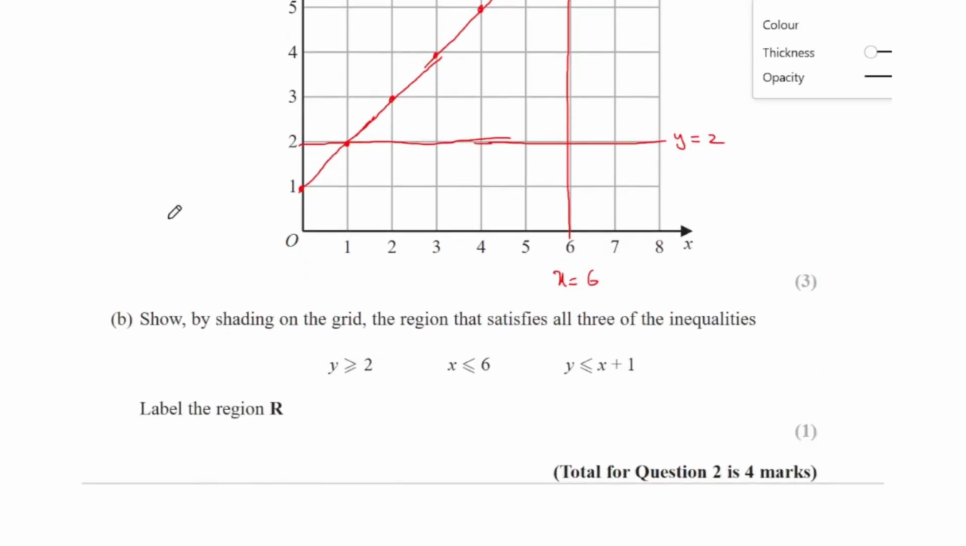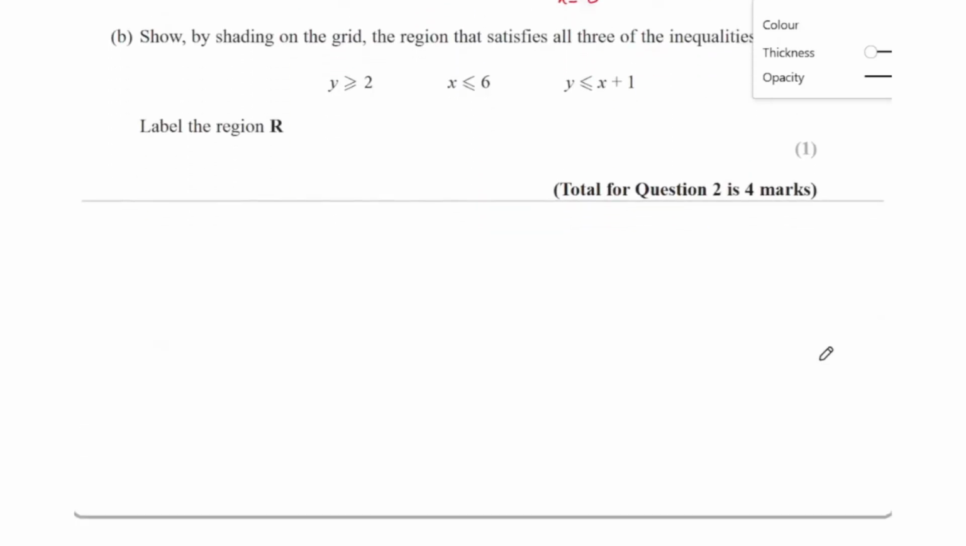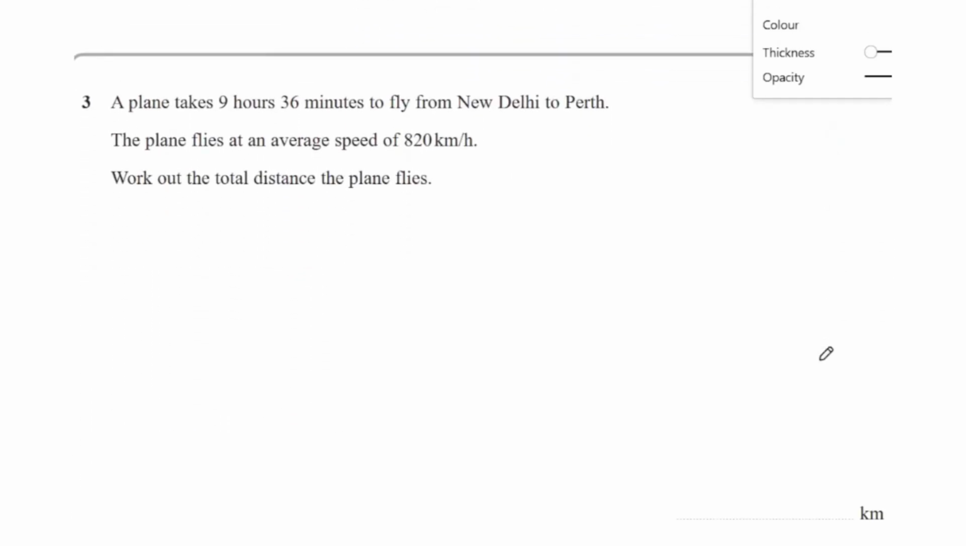This is part B. Show by shading on the grid the region that satisfies all three of the inequalities. So y is greater or equals to 2 is this part. x is less than or equals to 6 is this part. And y is less than or equals to x plus 1 is this part. So this is the region we're looking for. Okay, so this is 3 plus 1 is 4 more questions. I think that's really simple question. Okay, let's move on to number 3.